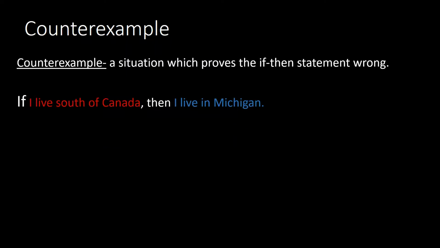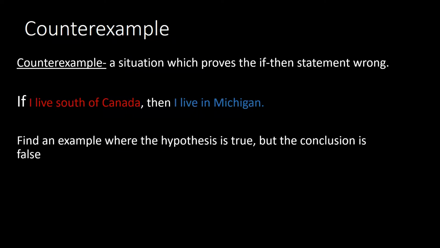So using the same example, if I live south of Canada, then I live in Michigan. A counterexample would be something where the hypothesis is true, but the conclusion is false. So you want a state that is south of Canada that makes that first part true. So let's take Oklahoma, for example. Oklahoma is south of Canada.